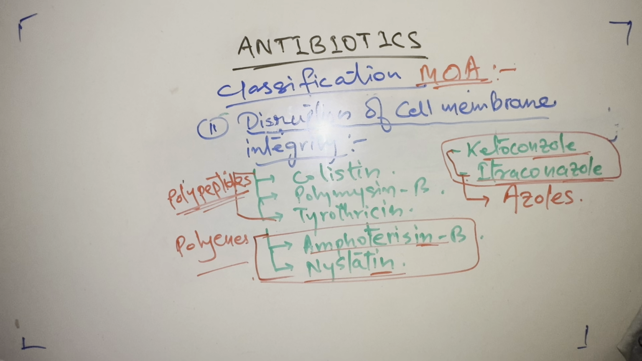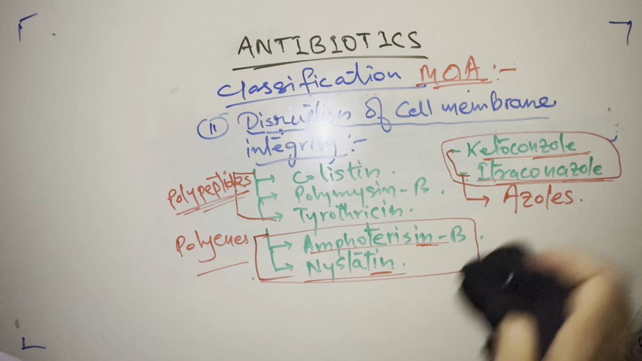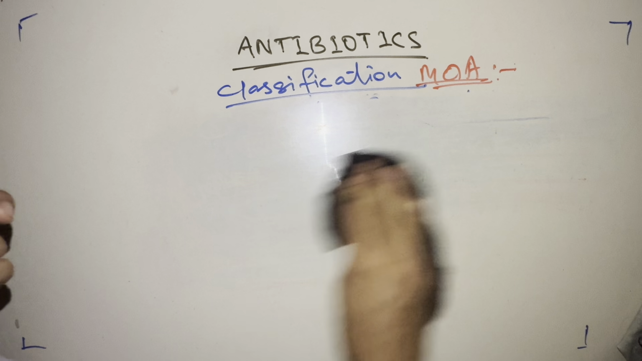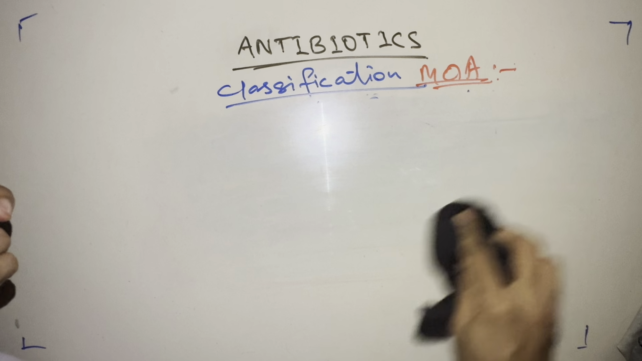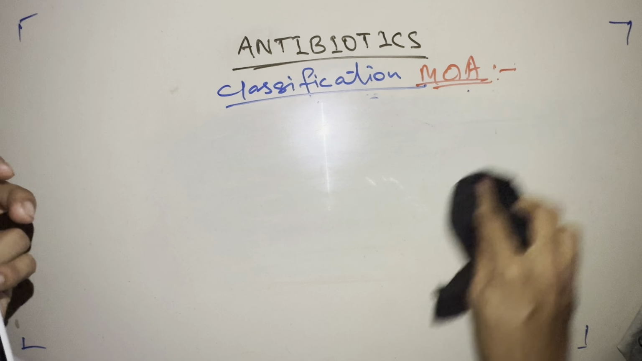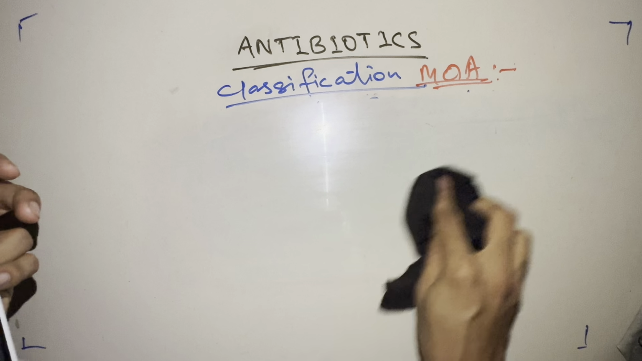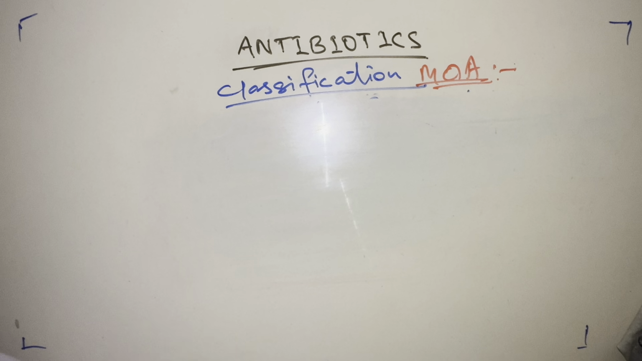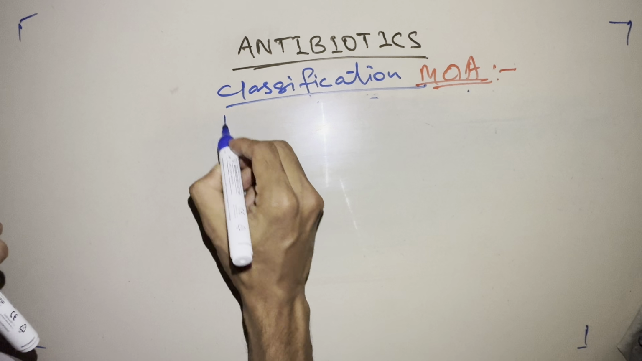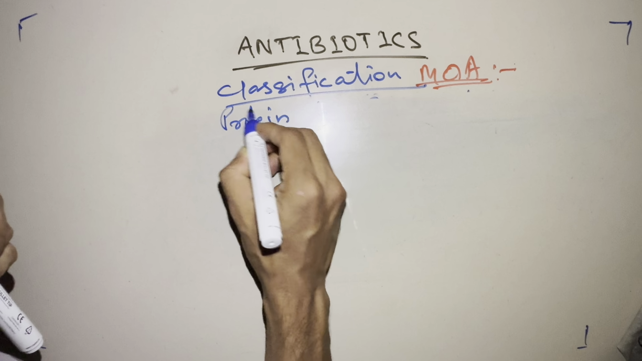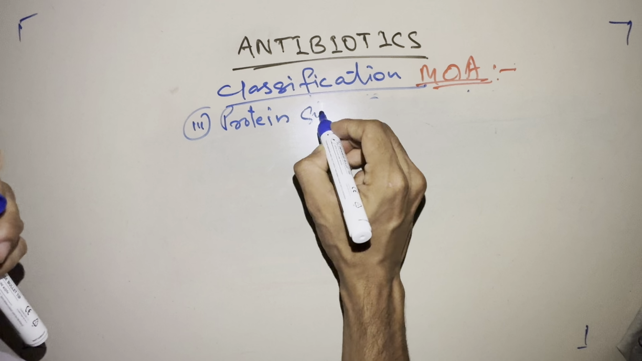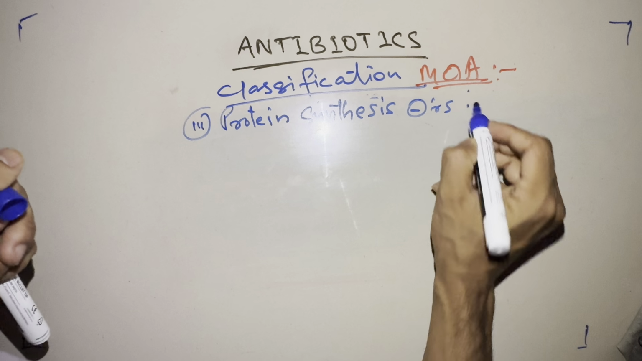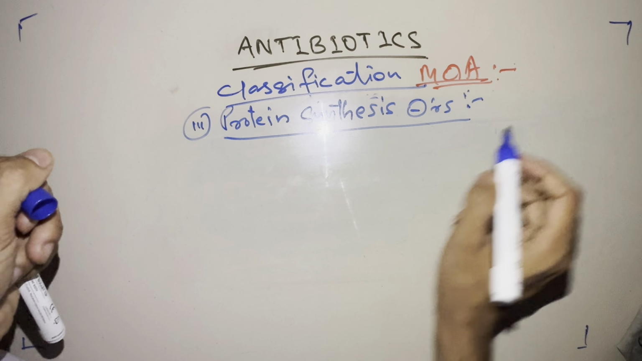Okay. Next number 3, that is protein synthesis inhibitor. Already I mentioned earlier that protein synthesis inhibition will also be shown by antibacterial agents such as macrolides, tetracyclines, aminoglycosides, etc. Okay, so let's see number 3, protein synthesis inhibitors. So what are the examples?